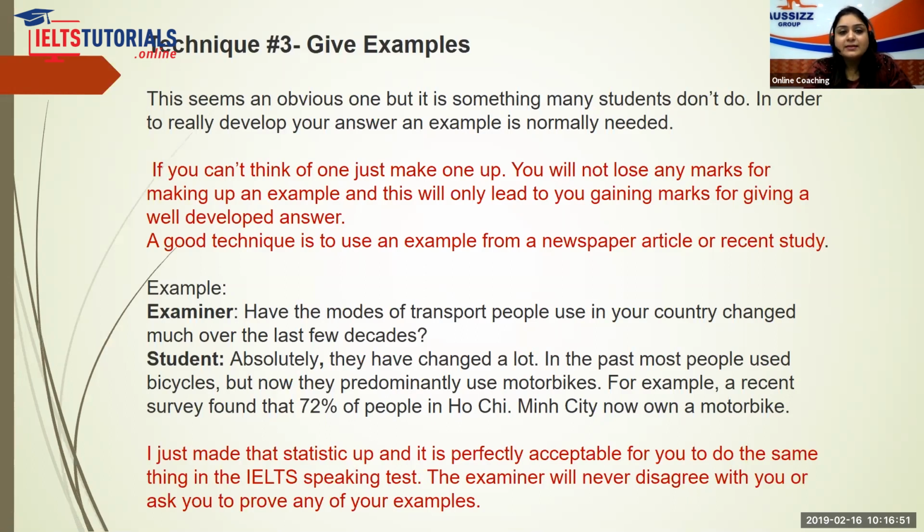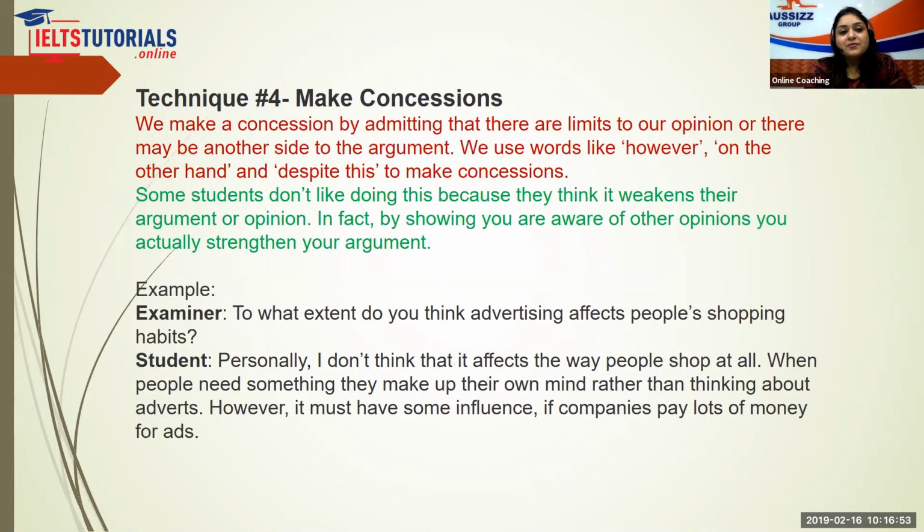Okay. Next, make concessions. For example, make a concession that there are limits to our opinion. Sometimes you don't think that, okay, this is the way that I think. Just change your thought. Let's have an example. For example, to what extent do you think advertising affects people's shopping habits? Does advertising affect people's shopping habits?